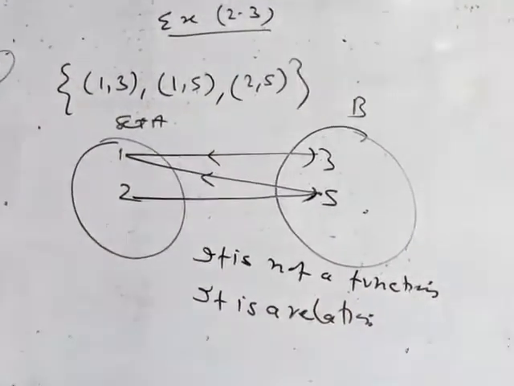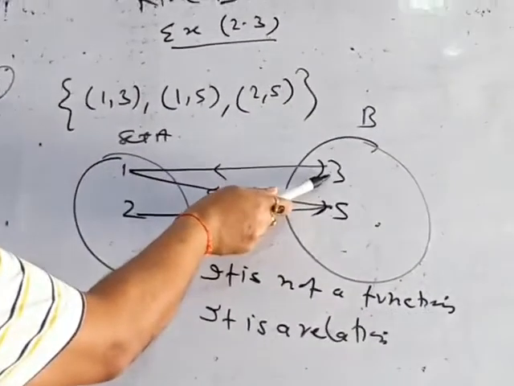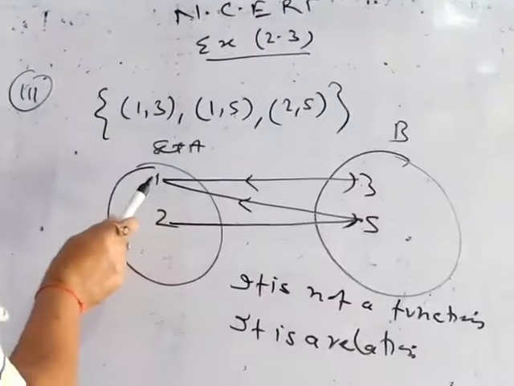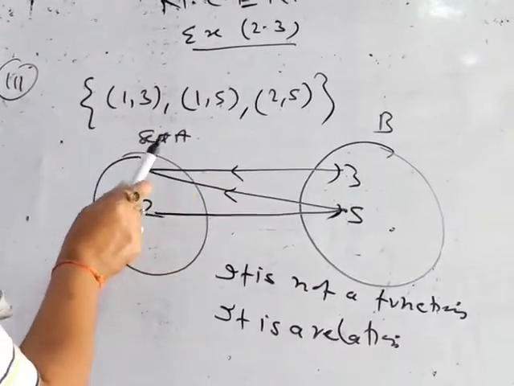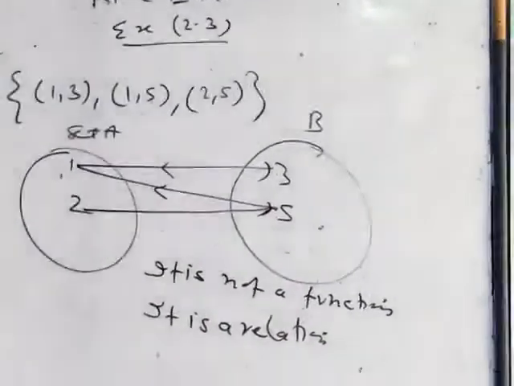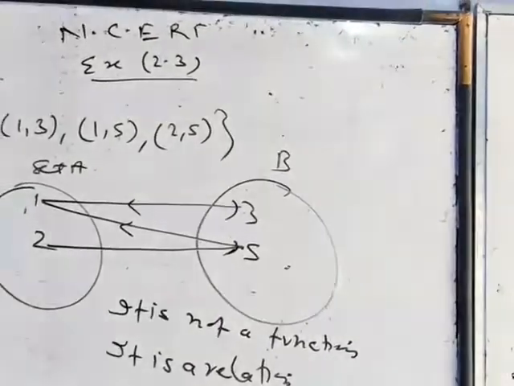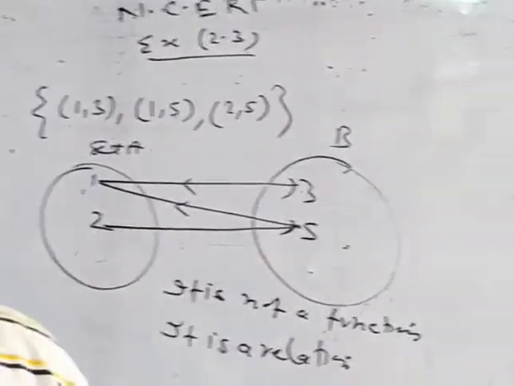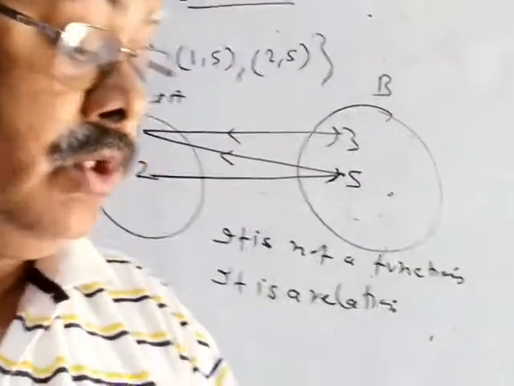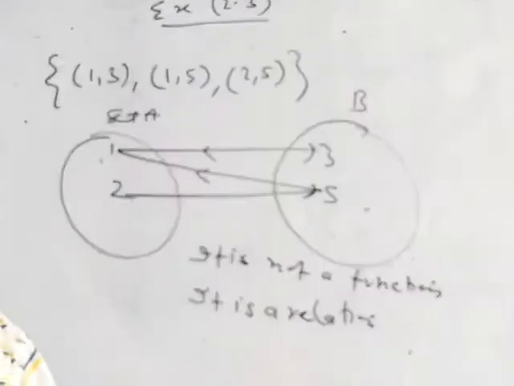It is not a function because two distinct elements 3 and 5 of the codomain are related with a single element. So it is not a function, it is a relation. In this way, you have to verify which one is a function and which one is not a function. So this is the answer of the first question, student.